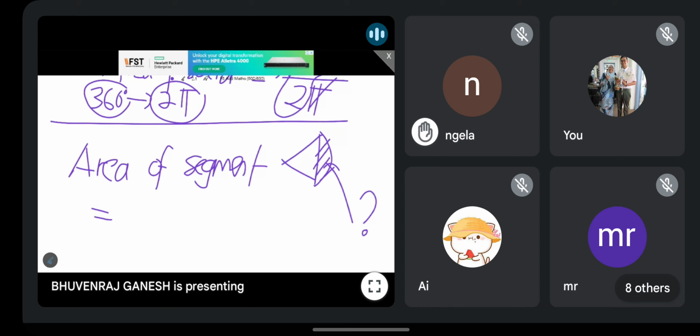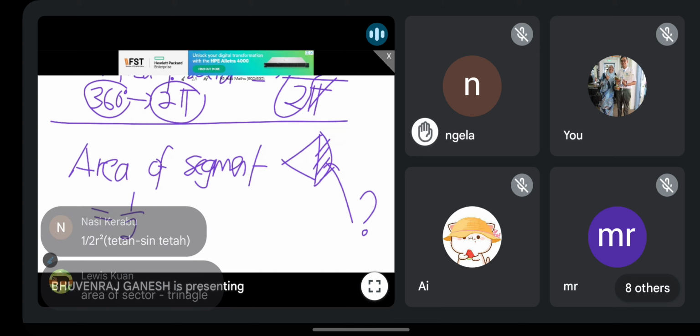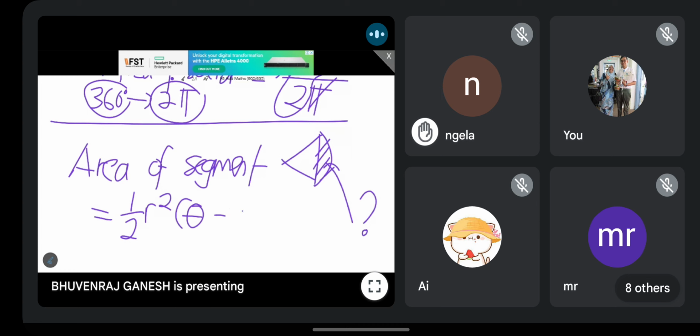If anyone doesn't know, you can raise your hand. Kalau siapa tak tahu macam mana dapat luas tembering. Yes, very good. Okay, rumus dia adalah macam nasi kerabu tulis: half R square, yes, correct. Area of sector minus area of triangle. Okay, so this is the simplified formula.